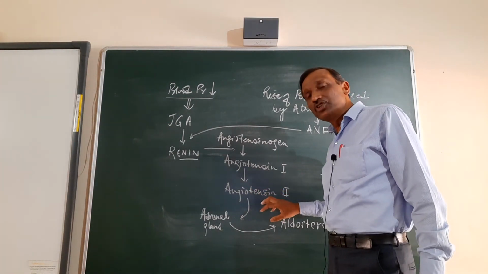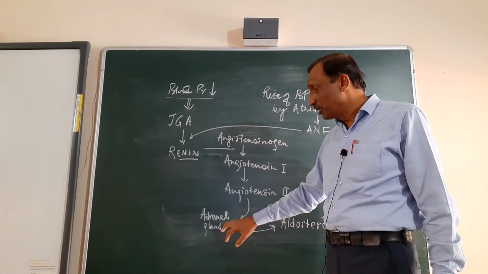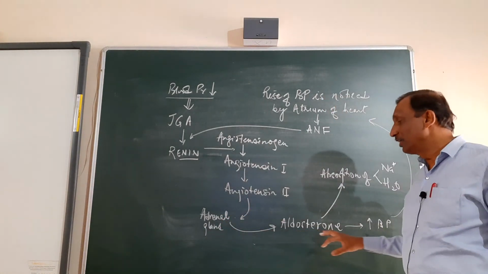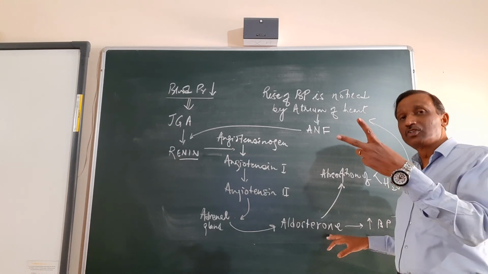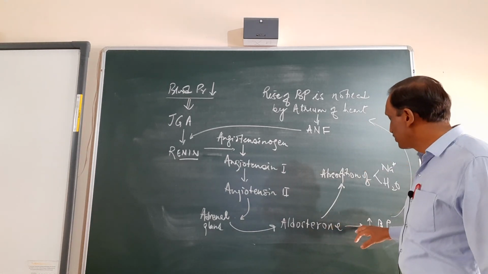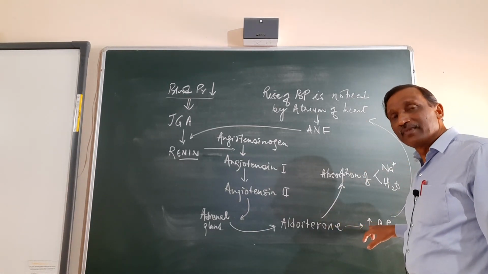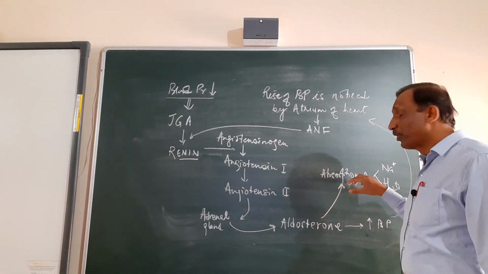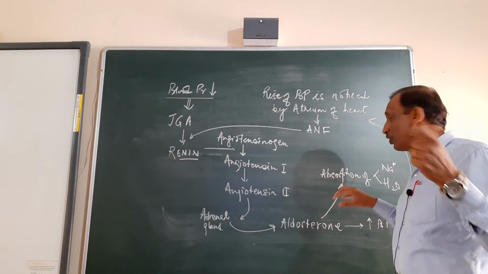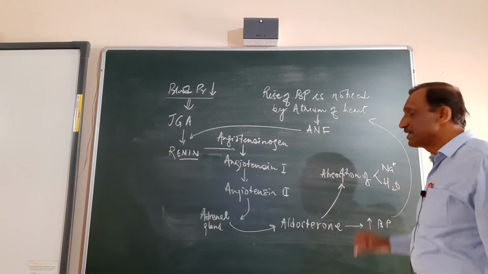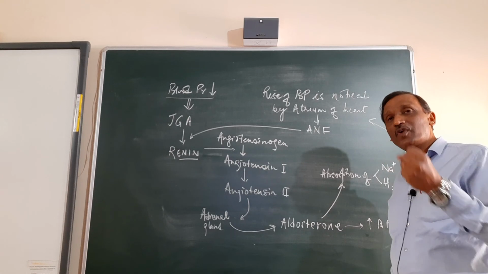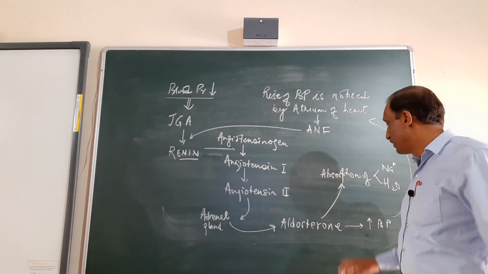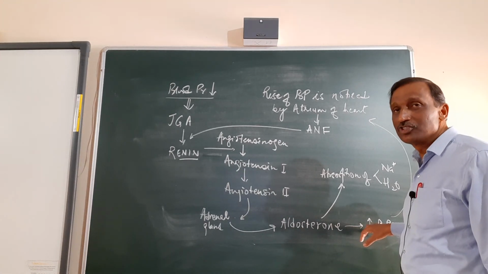When the angiotensin 2 of the blood comes in contact with the adrenal gland, it provokes it to secrete another hormone called aldosterone. Aldosterone does two important functions. It constricts the arteries and raises the blood pressure. At the same time, it provokes the Henle's loop to absorb more and more sodium ions and water. And when there is more water, again the blood volume will increase and the blood pressure will also increase.